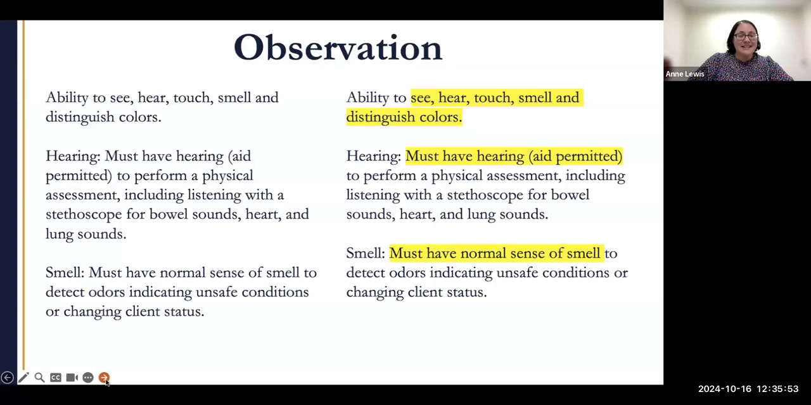Wonderful. Great job. Yes, I'm seeing a lot of examples of terms such as see, hear, touch, smell, and distinguish colors, must have hearing, aid permitted, and then must have normal sense of smell. These all stand out. Now, here's where I have to point out something important.